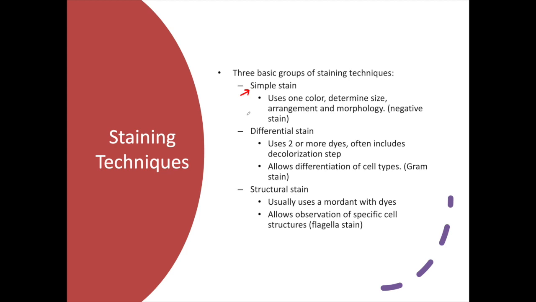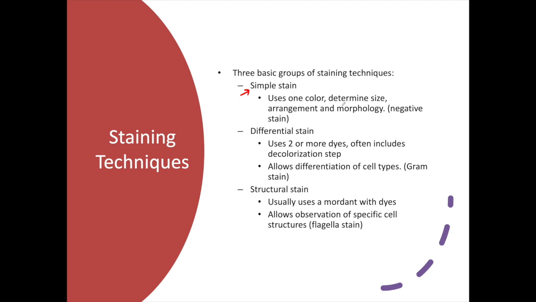We have a simple stain, where we just throw some color onto the bacteria, throw it under a microscope, and take a look at it. The problem with simple staining is that it's very quick and easy, and it works great if you just want to see bacteria. But one of the problems with it is it's very limited in what you can determine.